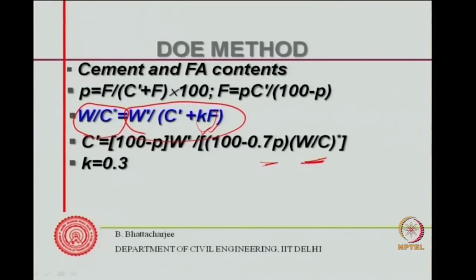So, combining these two equations, you can get C dash, which you can calculate, because F is equal to P C dash by 100 minus P. So replace F here and you will get this equation: 100 minus P into W dash divided by 100 minus 0.7 P into W by C star, where K is taken as 0.3. So take K as 0.3, and the C dash equation will be this.